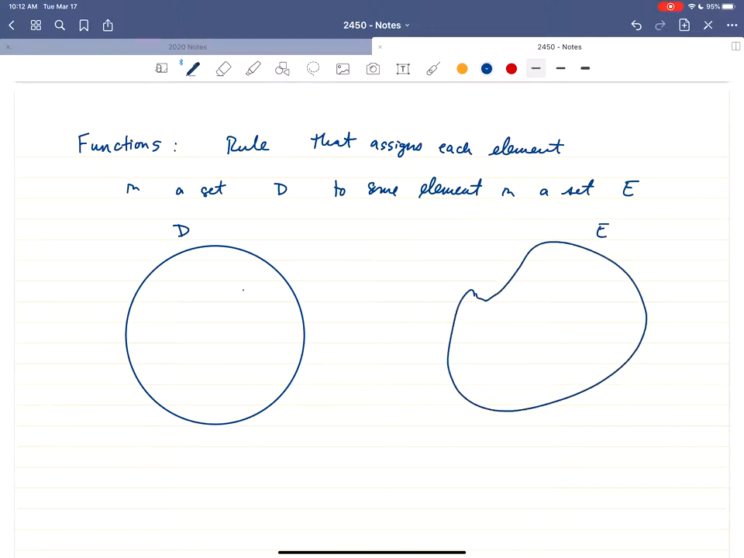We're just going to take each point in D and map it to some point in E. Maybe D and E are the same set. We're not saying anything too restrictive here. D and E are both sets, and we're mapping every element in D to some element in E. Maybe two different points in D get mapped to that same point in E. That's okay. All we need is that every value in D has to go somewhere in E. That's really the only restriction. That's what a function is.